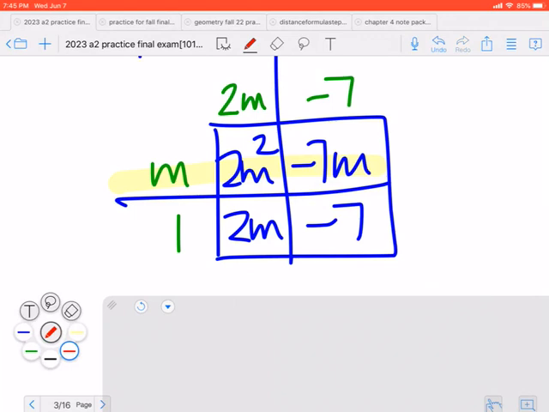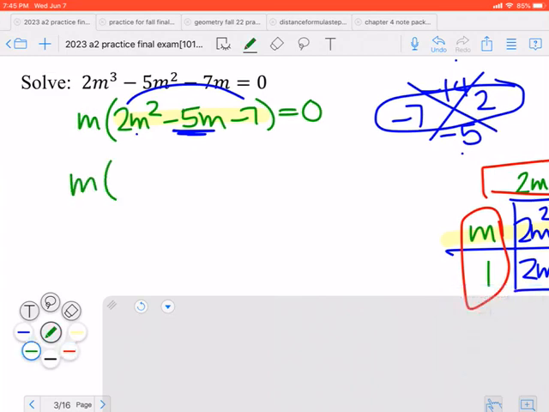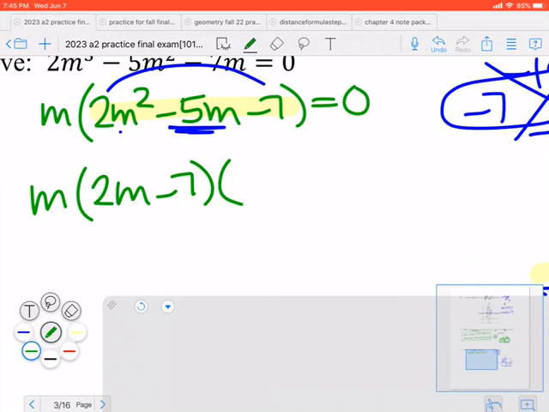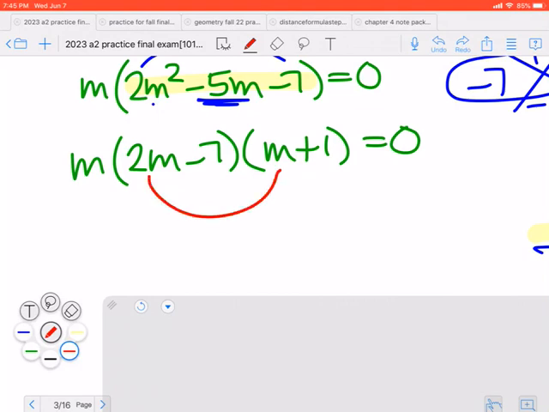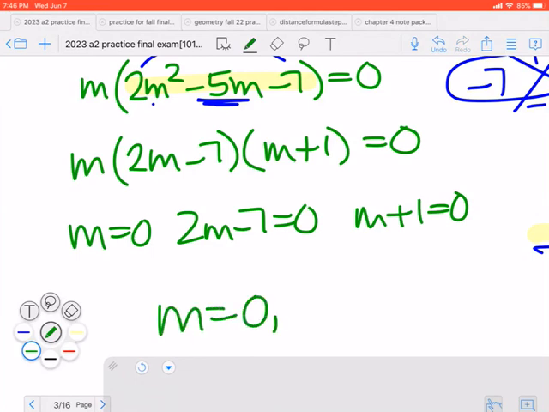So then our binomials are here. So we've got our m in front, 2m minus 7, and m plus 1. And I'm just going to always double check your work. If you FOIL this, you should get this. So 2m squared, check. 2m minus 7m is negative 5m, check. And negative 7 times 1 is negative 7. So we're good. So m equals 0, 2m minus 7 equals 0, and m plus 1 equals 0. So m is 0, 7 halves, add the 7, divide the 2, and negative 1.